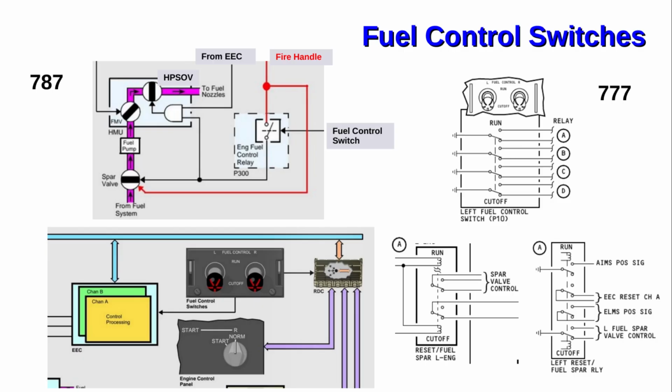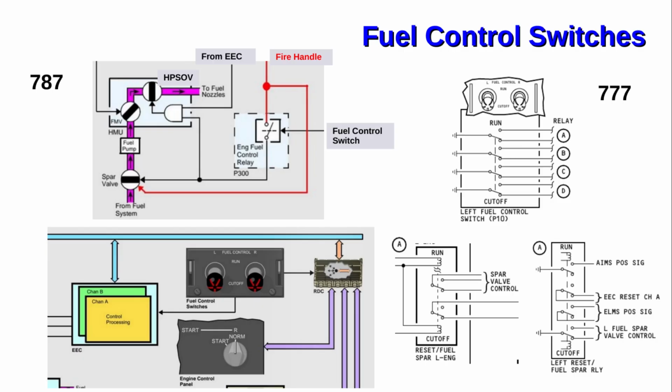I actually count 17. In the run position, each pole of the fuel control switch supplies power to a coil on one side of a relay, which generates a magnetic field that forces the relay to one state. In the cutoff position, power is removed from the first coil and supplied to a second coil on the other side of the relay, which causes the relay state to flip. On a 787, this circuitry has been simplified, and only two relays are used.